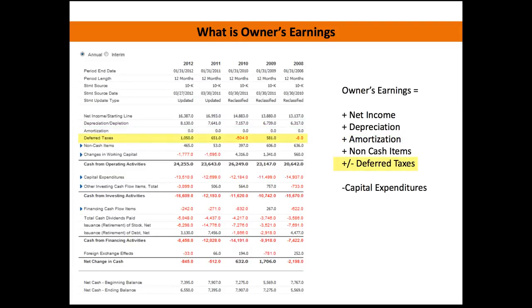Okay, our deferred taxes. Now this one's a little bit trickier, and you can see I highlighted this one in yellow, and the reason I highlighted it in yellow is because sometimes it's positive, like in 2012 and 2011, and then when you look in 2010, it's actually a negative number. And then you have the non-cash items, and you also have changes in working capital. I'm going to highlight both of those in green, and you can see that the changes in working capital can also be a plus and a minus, just like our deferred taxes.